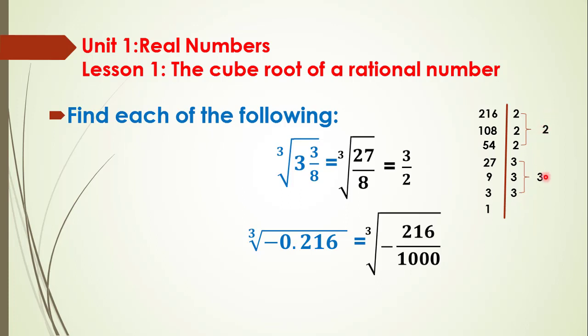So the result will be negative, because here we have a negative number. The cube root of any negative number is also a negative number. So negative 6 over 10, which is 0.6, also with a negative sign. So the cube root of negative 0.216 is equal to negative 0.6. Okay, so today we learned how to get the cube root using factorization.